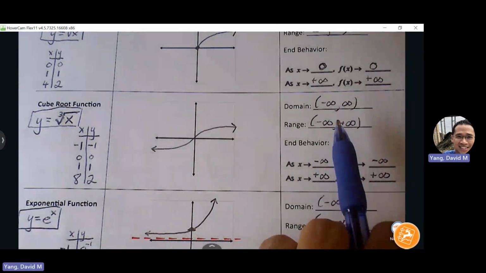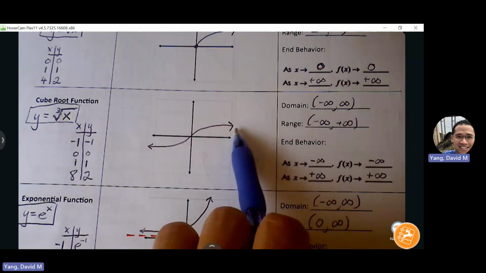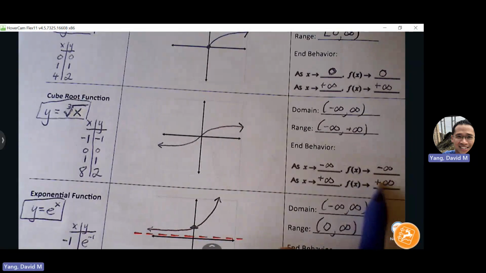Okay. Domain and range: all real numbers. Follow the left arrow, it's going down to negative infinity. Follow the right arrow, it's going up to positive infinity.